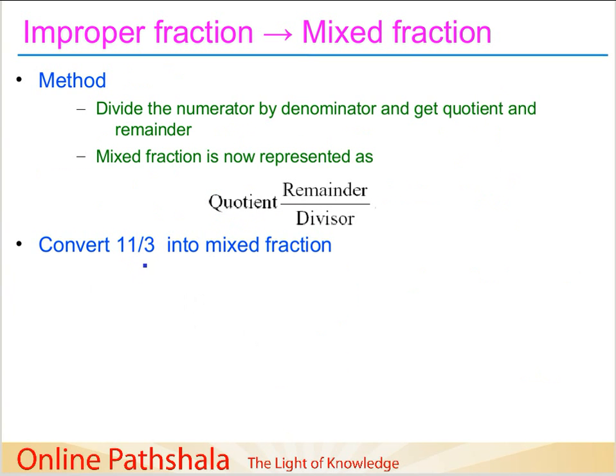So we want to represent 11 by 3 as a mixed fraction. The denominator is always the number of parts into which the whole is divided, and 11 is the number of parts that we have. So we first divide the numerator by the denominator. Our numerator is 11, and we divide it by the denominator, which is 3.